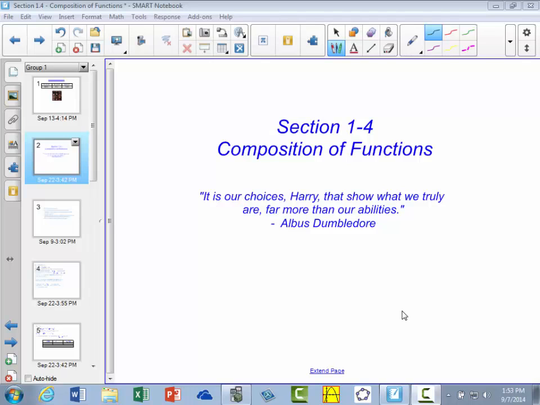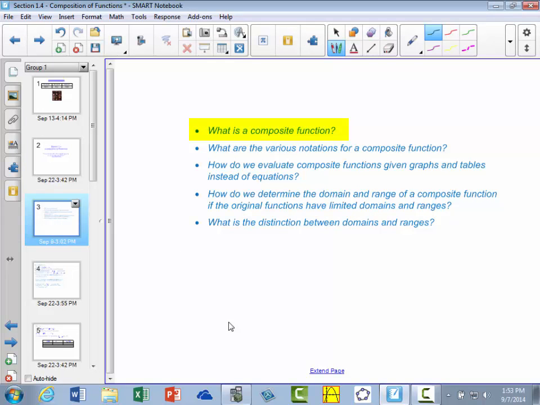Welcome to section 1.4, Composition of Functions. At the end of this section, we should be able to answer these questions. What is a composite function? What are the various notations for a composite function? How do we evaluate composite functions given graphs and tables instead of equations?